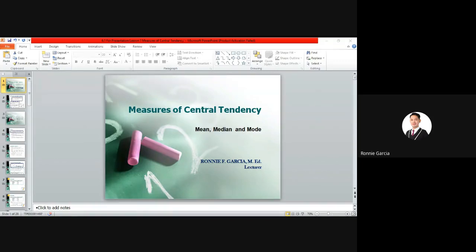So to start our discussion, can anyone tell me what central tendency means? What do you mean by central tendency? If you are measuring or getting a central tendency from a particular set of data, what are you trying to calculate?